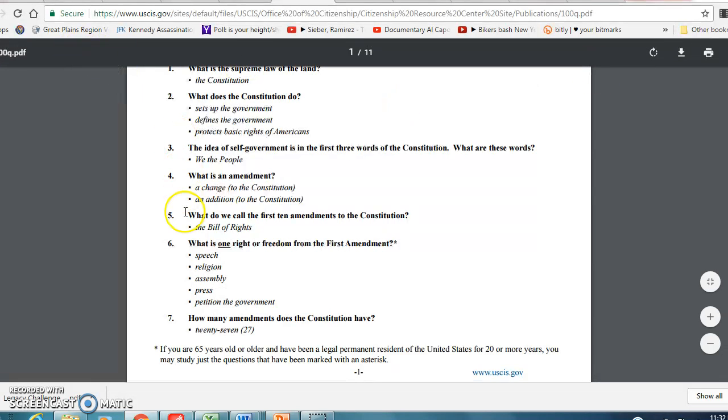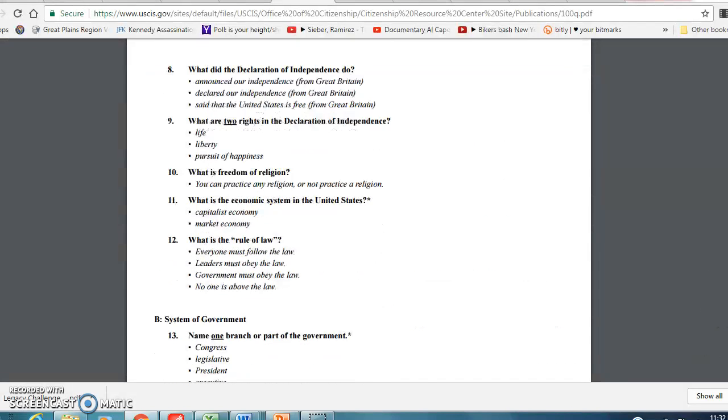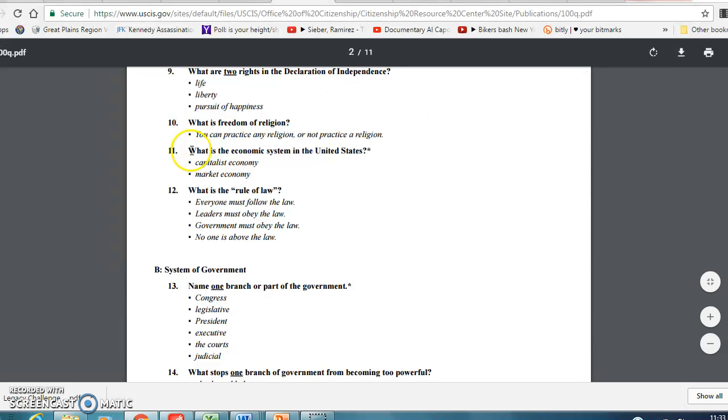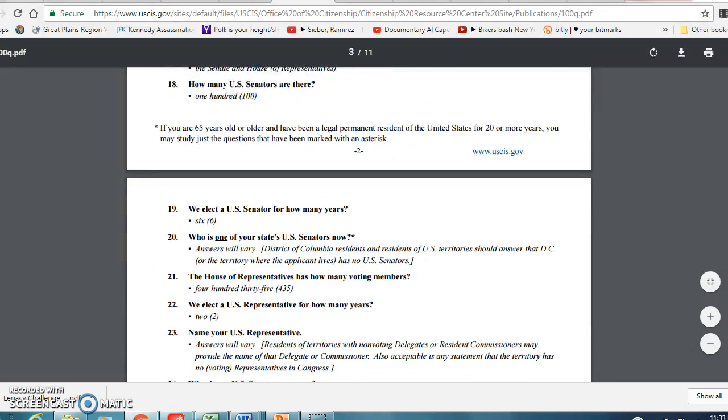Questions like, the idea of self-government is in the first 3 words of the Constitution. What are those words? You should know the Constitution starts with "We the People." Oftentimes, I will do this as a class activity, and some of my students might not know 6 out of these 10 questions. What is the economic system in the United States? Well, it's a capitalist system, is what you're going for there.